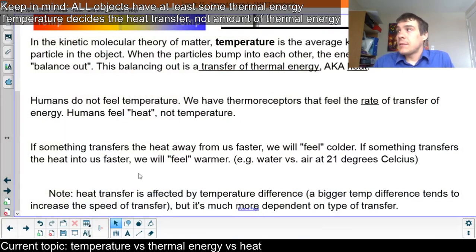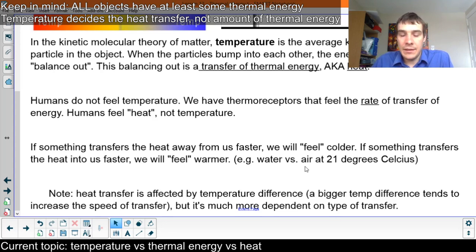If something transfers heat away from us, we feel cold. We feel that the object is cold. If something transfers heat into us, we feel that the object is warm. This is why water feels colder than air at the same temperature. Right? If you're in air at 21 degrees Celsius, at room temperature, you feel fine, but if you jump into water at 21 degrees Celsius, it feels cold.